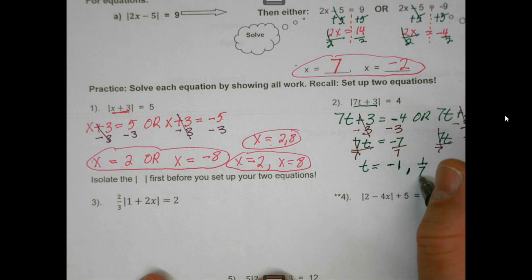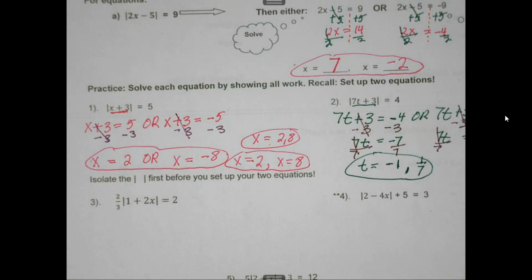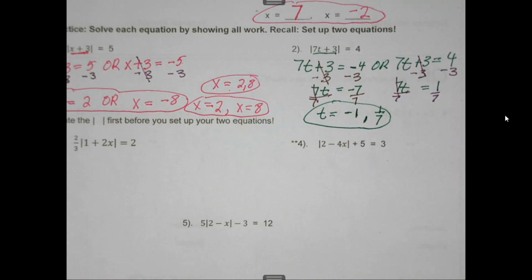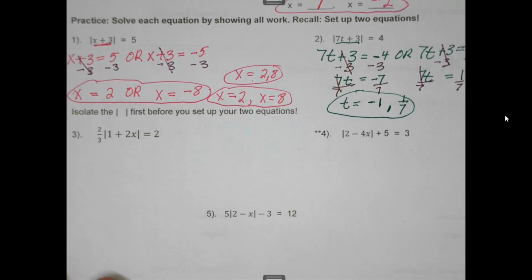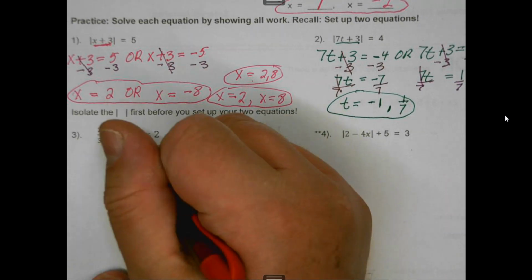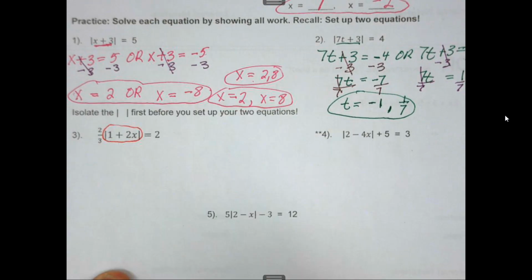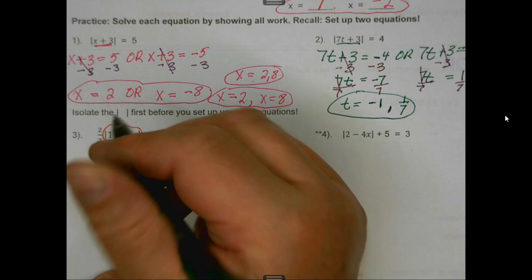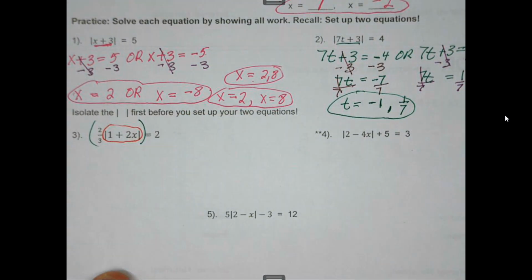Okay, of course, they can always get a little more complicated where you have to isolate the absolute value bars first. Okay, it's being multiplied by 2/3. So I'm going to multiply both sides. The easiest way to get rid of a fractional coefficient, multiply it by the reciprocal. Don't forget to multiply this side by the reciprocal.